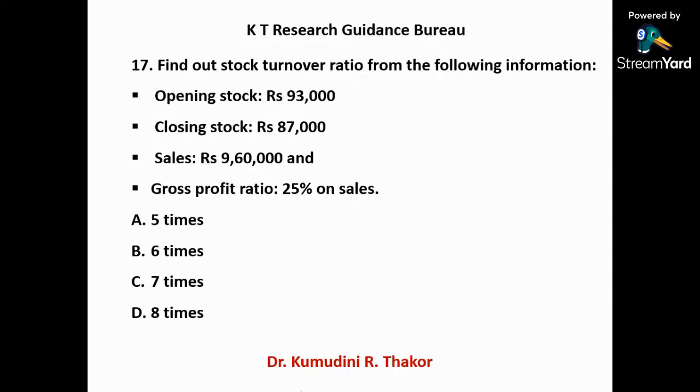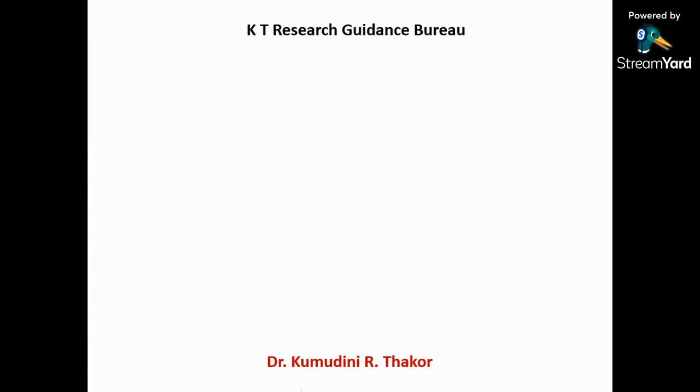Find out stock turnover ratio from the following information. Opening stock 93,000. Closing stock 87,000. Sales 9,60,000. Gross profit ratio 25% on sales. A option tells you 5 times, B 6 times, C 7 times, and D 8 times. What you have to find out? Stock turnover ratio. You know the formula for stock turnover ratio. Stock turnover ratio is equal to cost of goods sold by average stock.